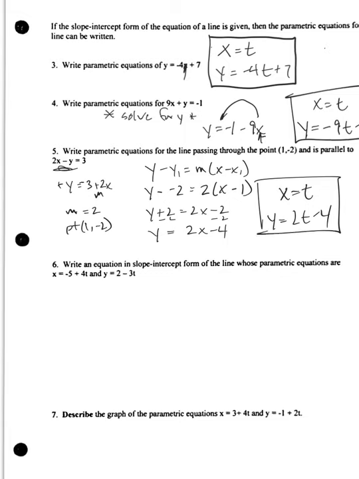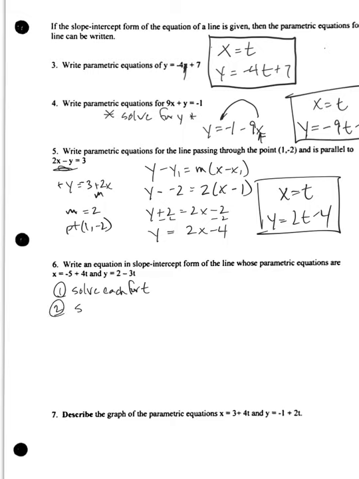There's lots of ways to write the equation of a line, but for parametric equations, it has to be x equals, y equals. So for 6, we're going to write an equation in slope-intercept form based on the parametric equations. This is also in ALEKS. Your first thing you want to do is solve each for t. So basically get t by itself.